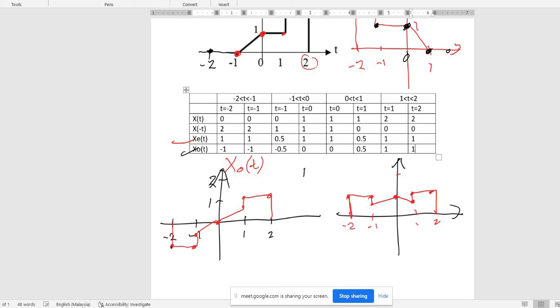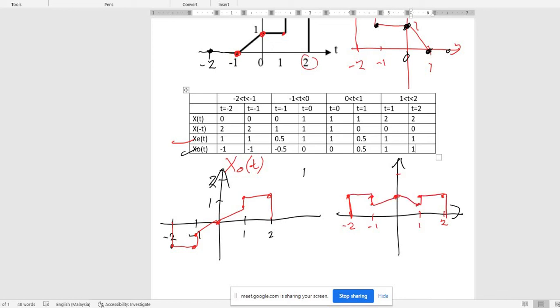Okay, maybe the scale here is not the standard scale. Okay, let me draw again. This is 1, this is 2. Okay, for the range 0 to 1, you have 1 and 0, 1 and 0, 0.5. So like this.